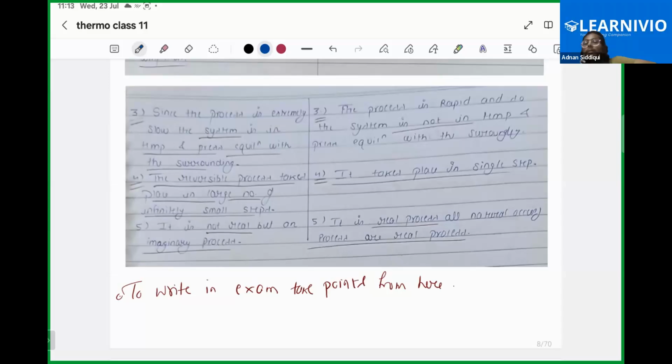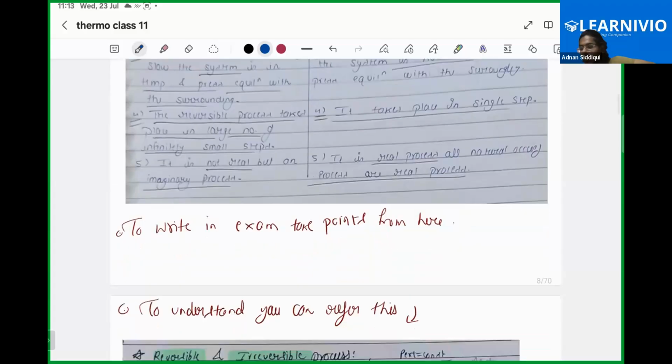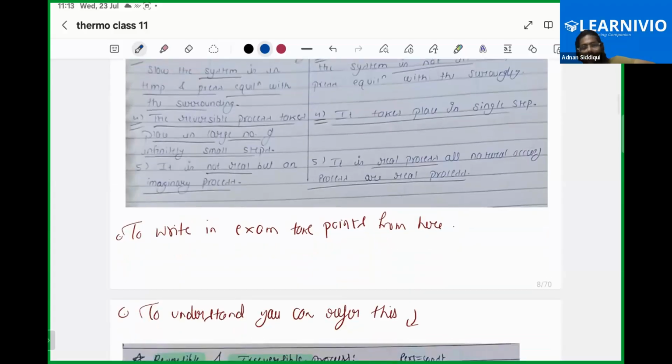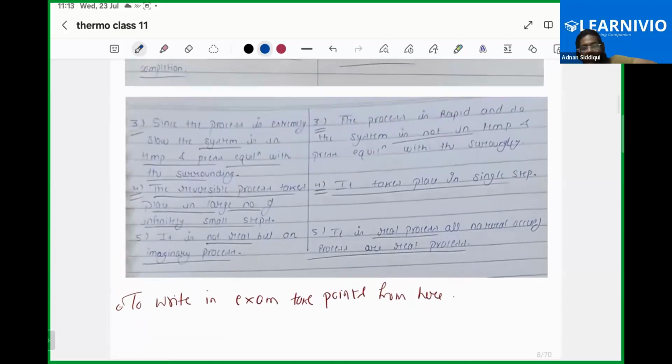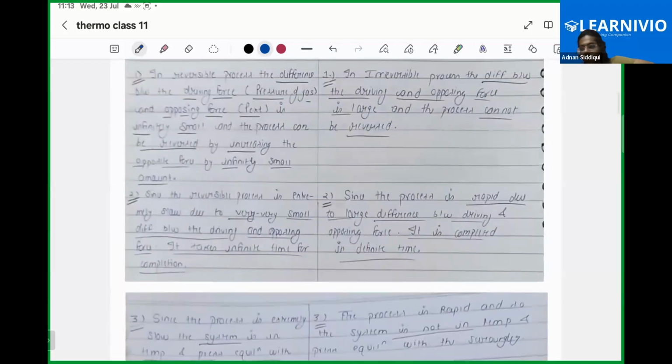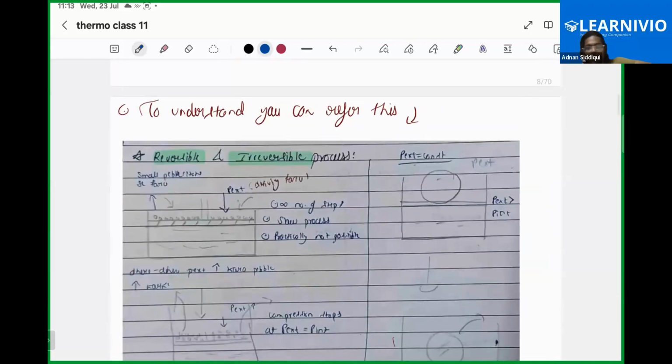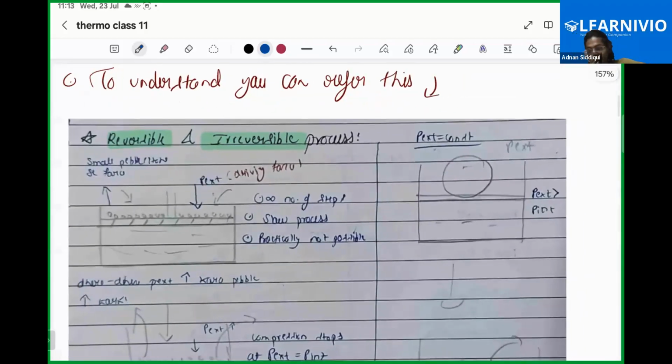I will take a more simple example. See, I have written it. To write in the exam, take the points from here. If they are asking you in the exam, then you can take the points from here. To understand, you can refer to this. It is an easier way to understand it, right?